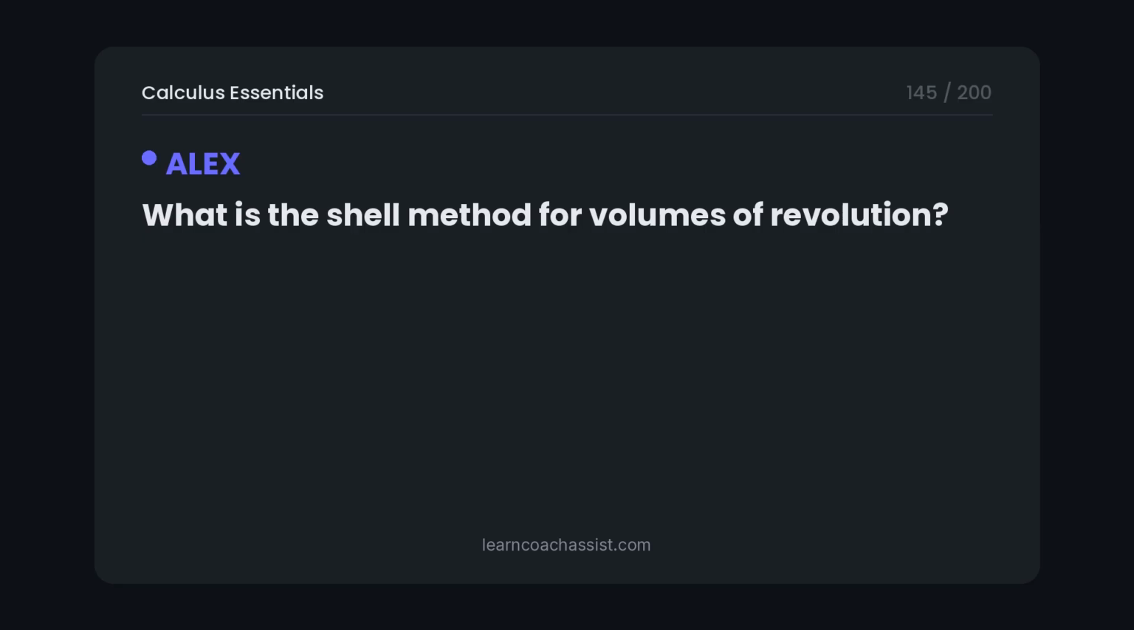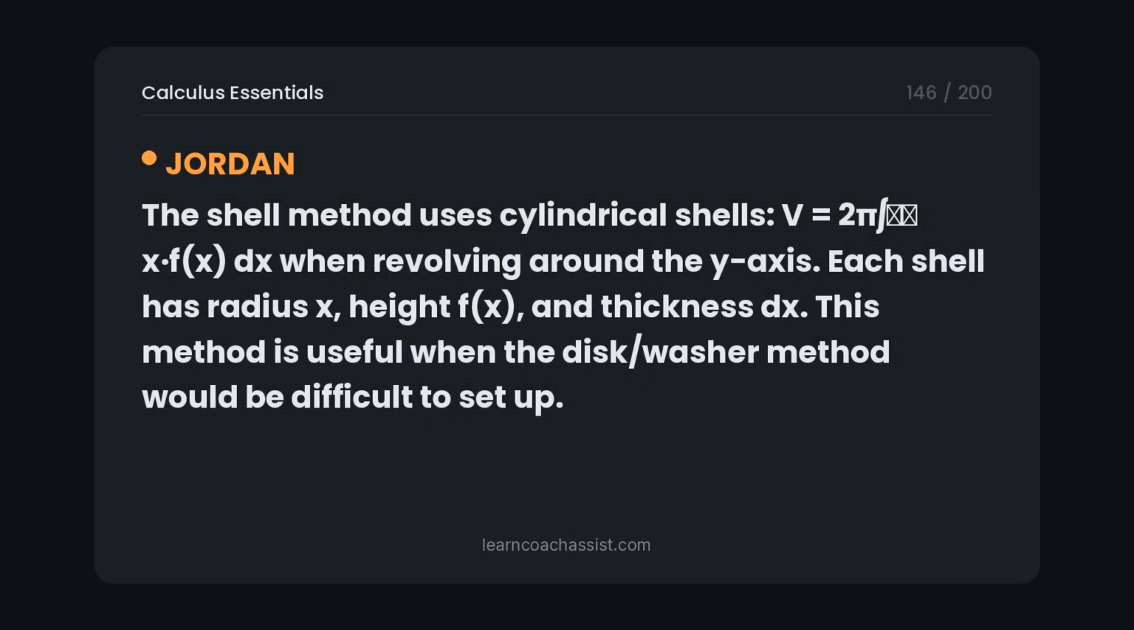What is the shell method for volumes of revolution? The shell method uses cylindrical shells, V = 2π∫x f(x) dx when revolving around the y-axis. Each shell has radius x, height f(x), and thickness dx. This method is useful when the disk/washer method would be difficult to set up.